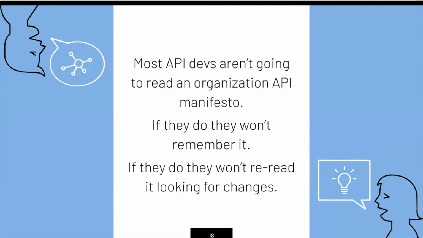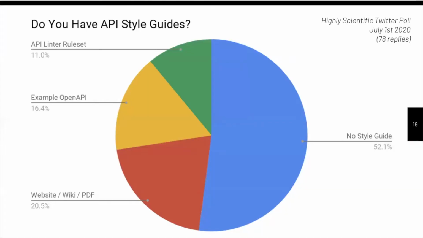Even if they do remember everything that was there the first time they read it, they're not going to notice any changes that come through. So it seems like there might be a better way of doing this, all right? I did a very scientific Twitter poll back in July, only 78 replies. I'm thinking of doing this poll again. But when I asked Twitter people who has API style guides, most people don't.